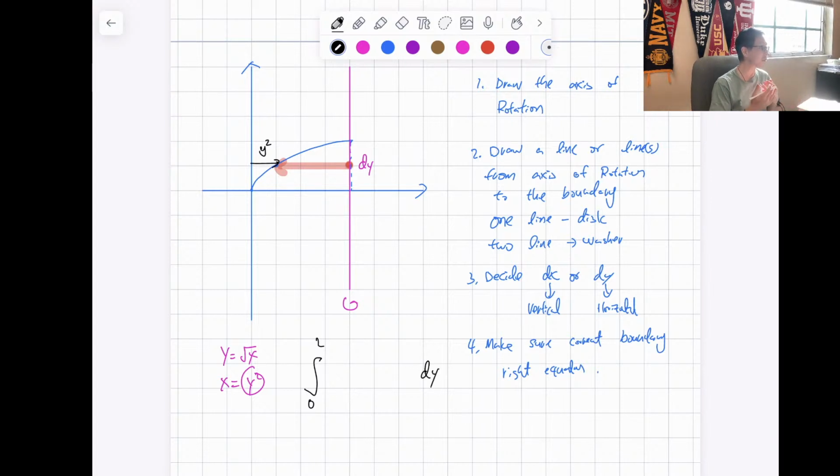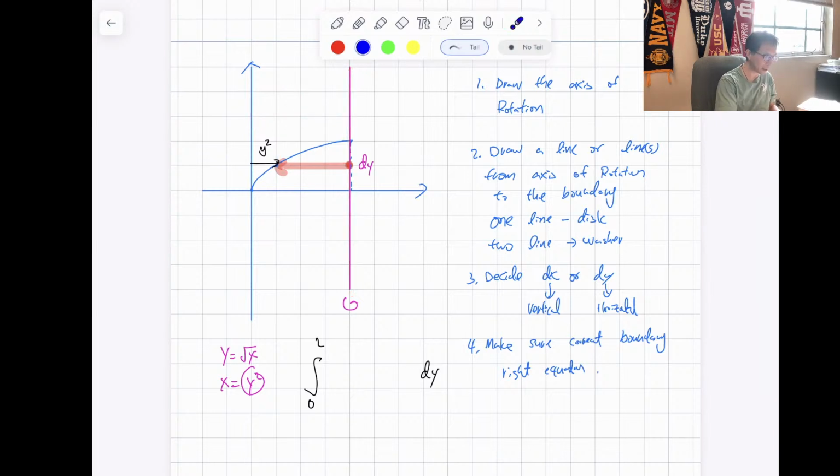But I cannot just use y squared. Y squared is based on this rotation here. But that's wrong because we want to base on this rotation. So we want this distance, and this distance is given by 4 minus y squared.